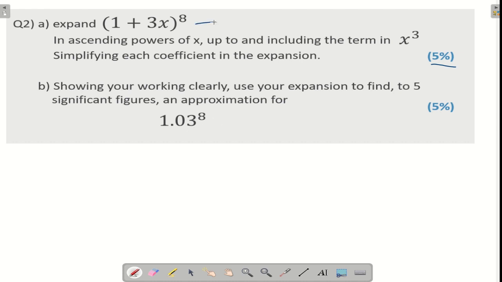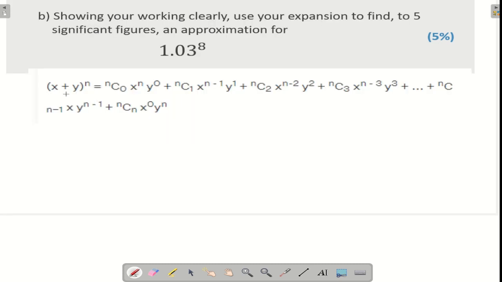So how do we expand this binomial expansion? We check on Google what a binomial expansion is, and then we do this question. From Google, the binomial expansion of (x plus y) to the power of n is equal to nC0, x to the power of n, y to the power of 0, plus nC1, x to the power of n minus 1, y to the power of 1. So what do the coefficients nC1 and nC2 mean?